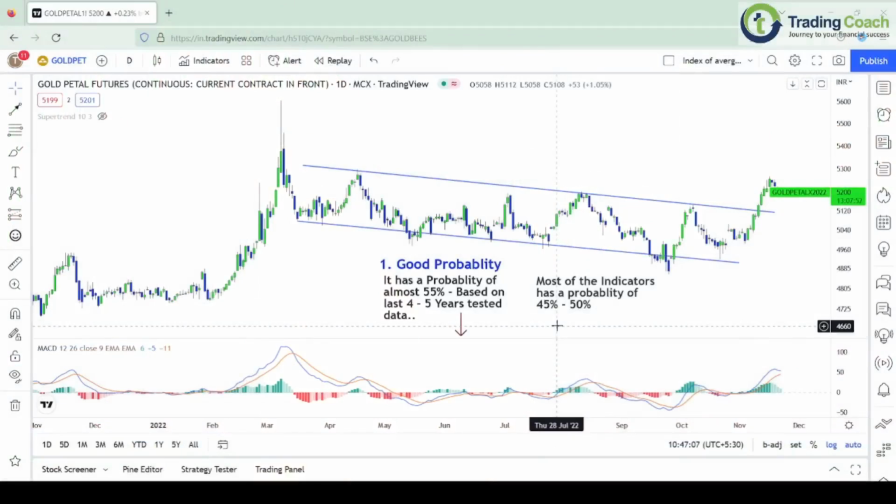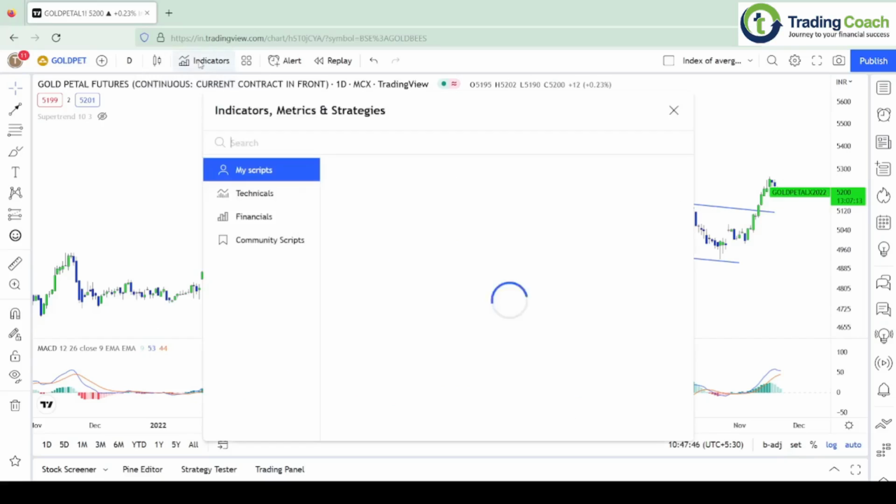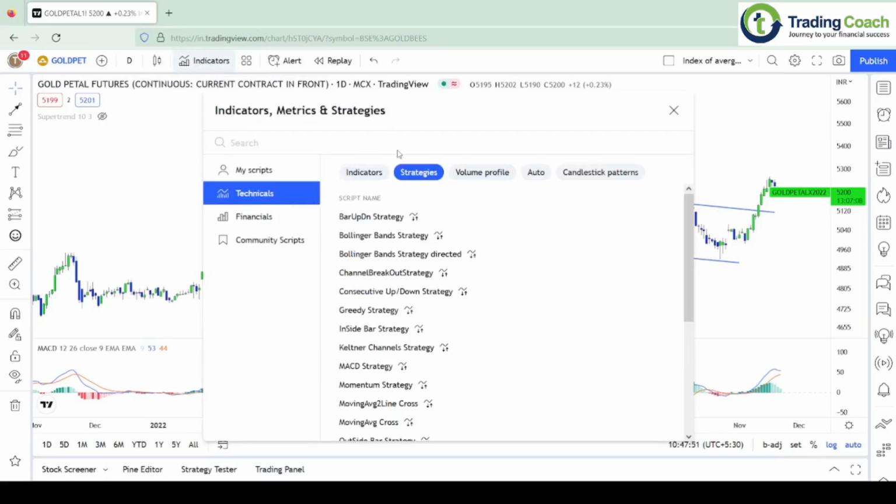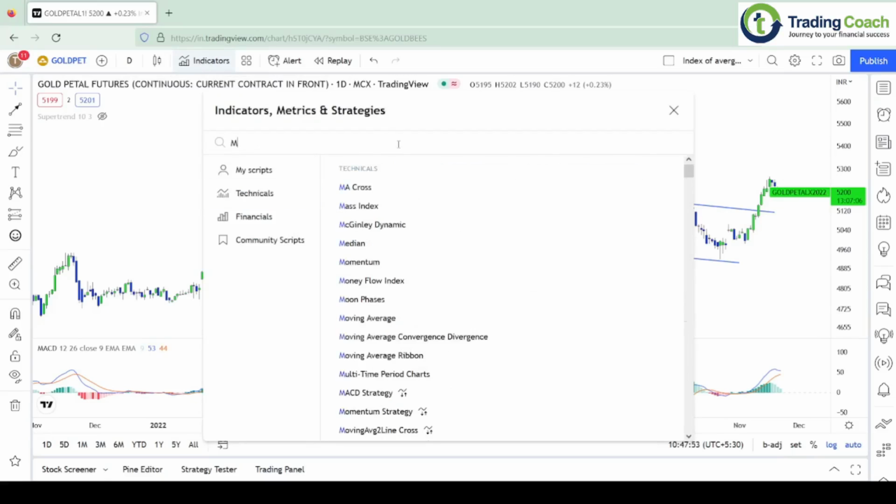Let me show you what I mean by that. Again, keep in mind, don't use the actual inbuilt MACD indicator from the Tradingview platform. We can use a modified version of MACD. Let me show you that. I'm going to go to the indicator section one more time, click on the technicals, and type something like MACD over here.